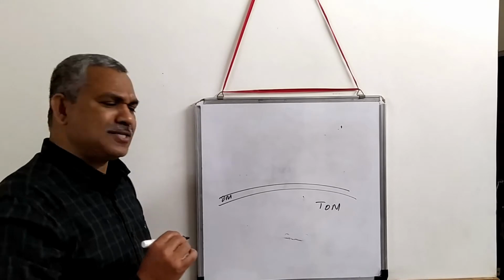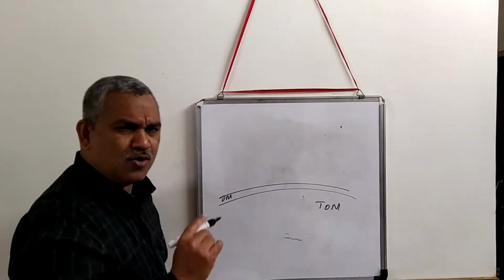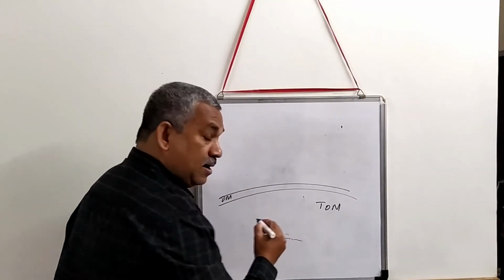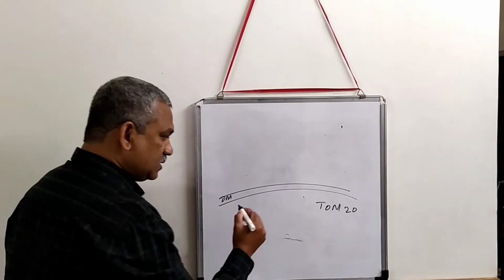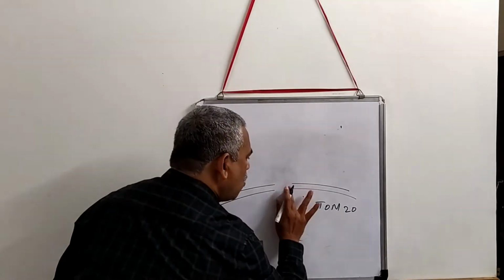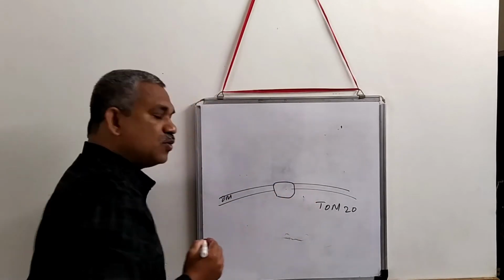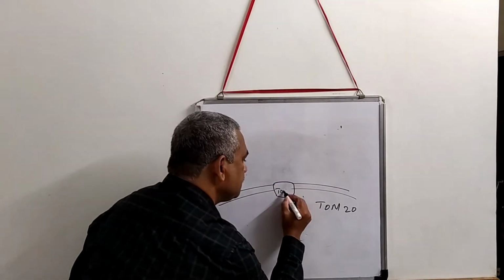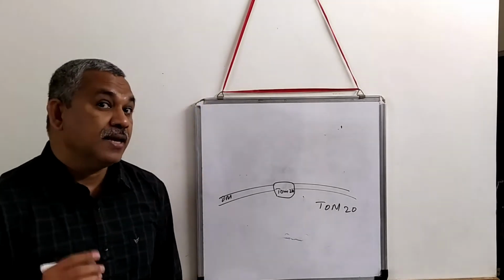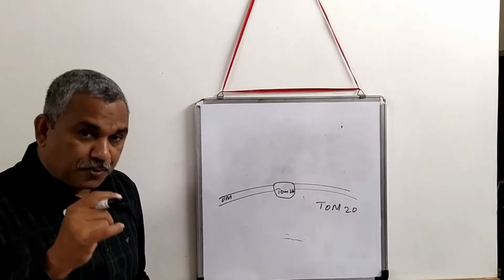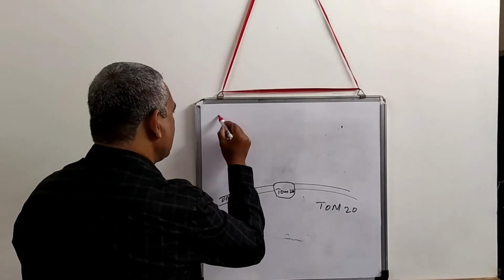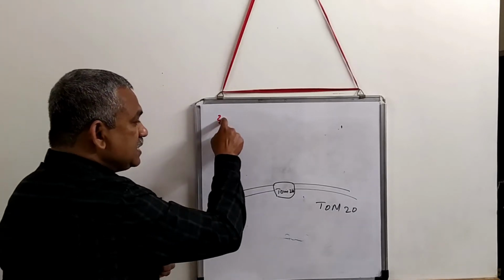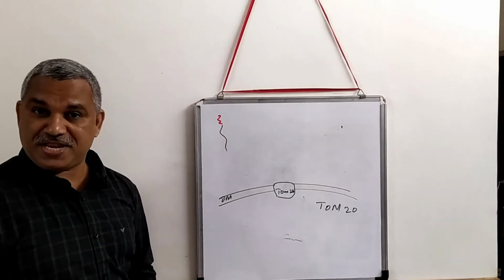One of the TOM complexes present here is called TOM 20. So let us arrange the TOM complex 20 here. So this is the TOM 20. Now the signal from the protein, so this is the protein and this is our signal, and this signal comes to TOM 20.